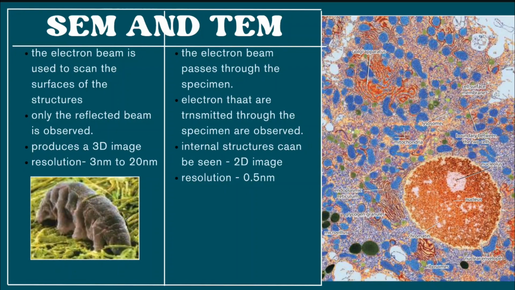However, in TEM, because the electrons are being transmitted through the cell, the organelles and internal structures can also easily be seen, right? The internal structures can be seen, but this produces a 2D image.